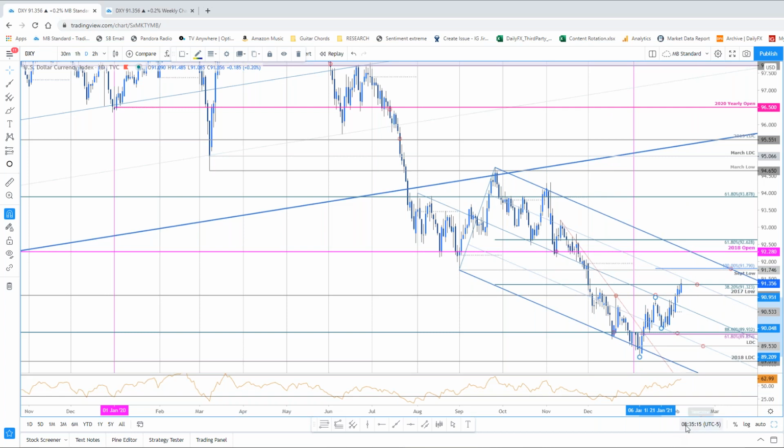So not out of the woods yet. I still think there's a little bit more upside to go. Note that we are above 60 on RSI for the first time since September. So certainly the momentum is starting to gather pace here.